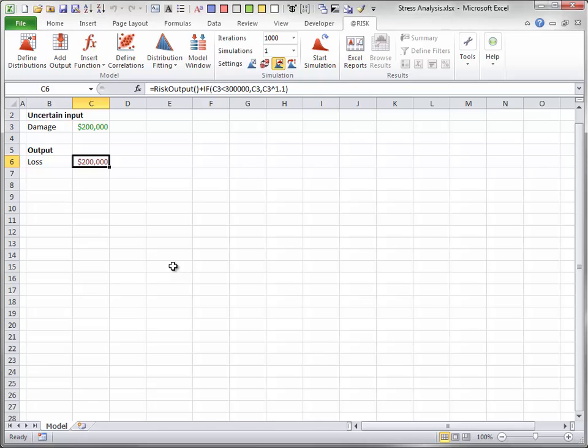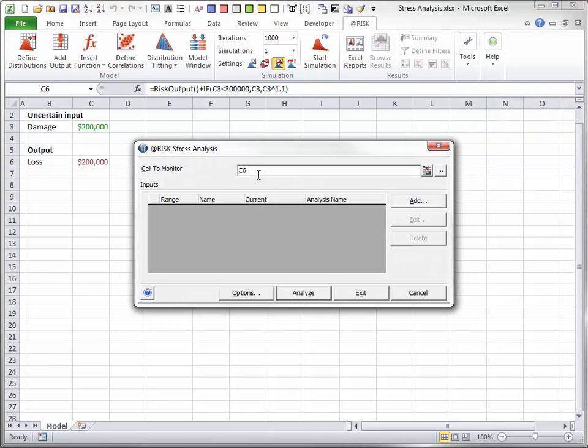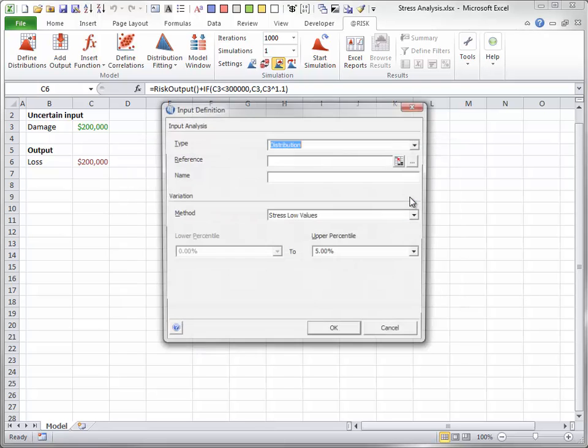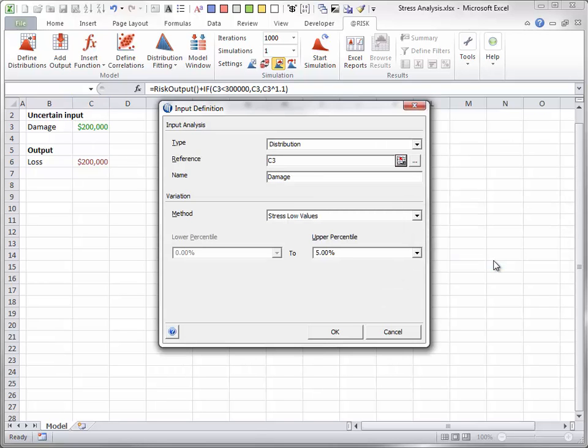I will answer the first question, how much the insurance company stands to lose, by finding the conditional distribution of the loss, given that the damage amount is greater than the 90th percentile of the damage distribution. To do this, I will set up a stress analysis from the Advanced Analyses list. I will monitor the loss in cell C6, and I will add an analysis. The reference cell is the damage cell, C3, and I want to stress high values, those above the 90th percentile.